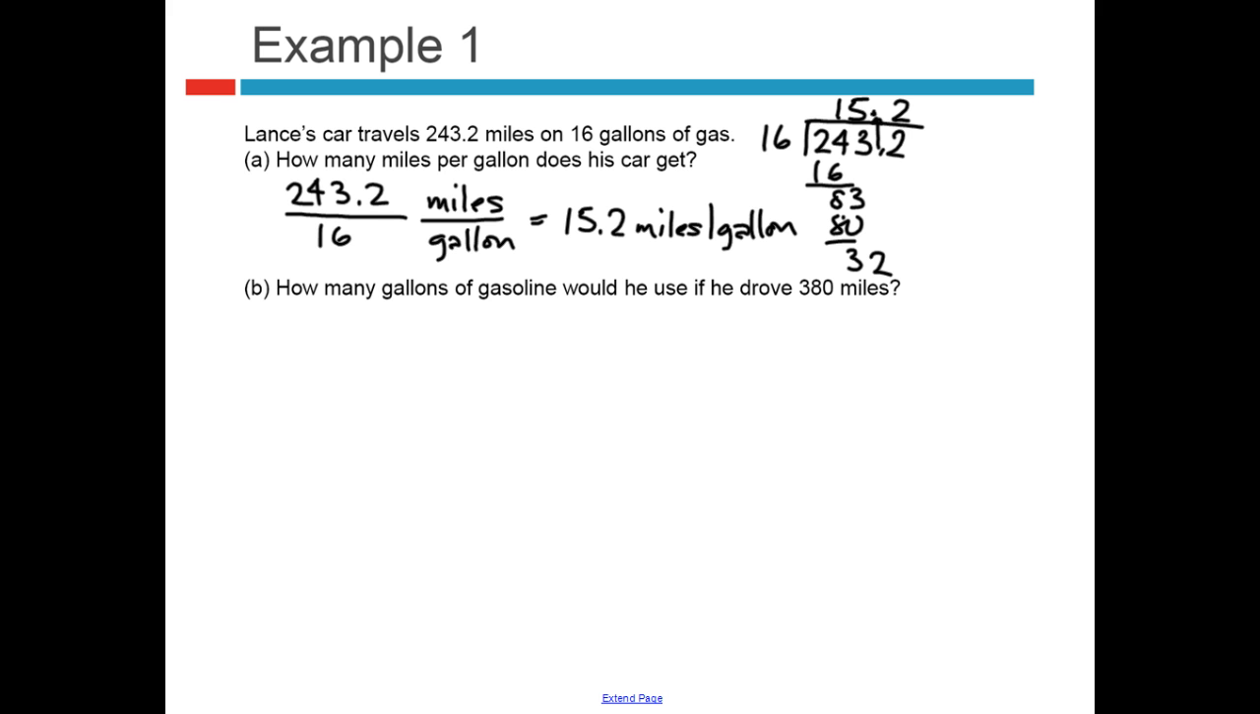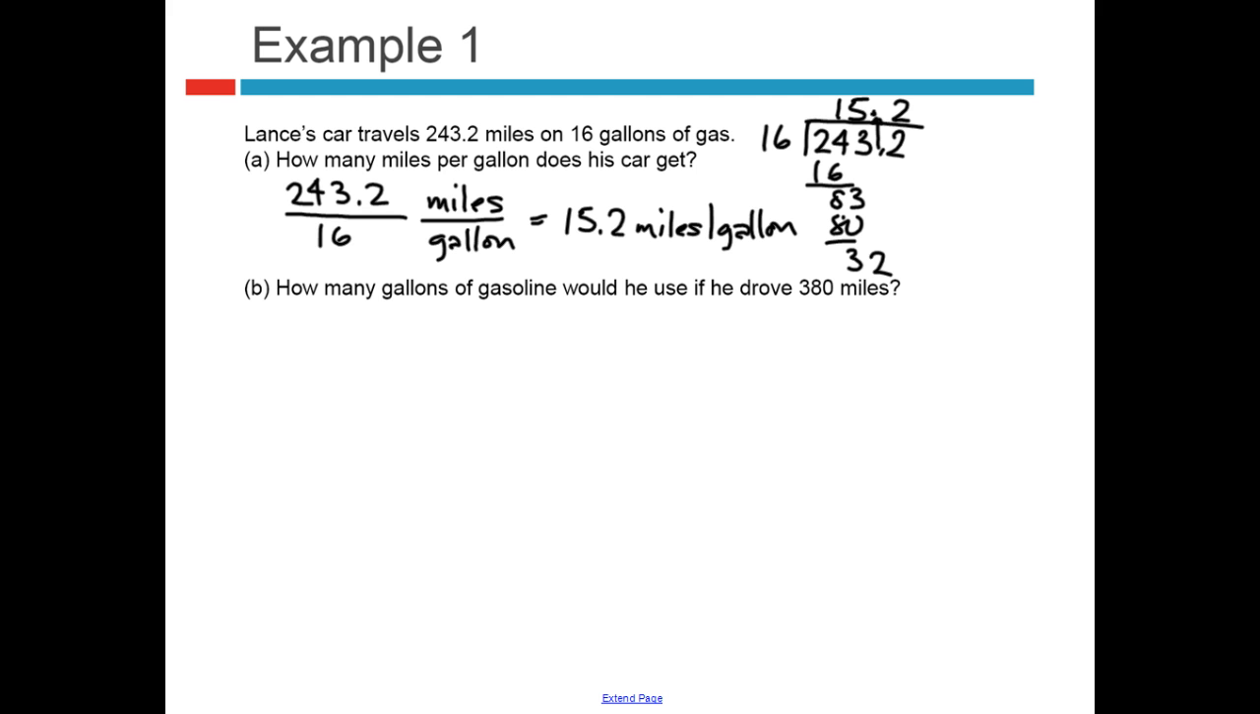So once again, I divided the number of miles by the number of gallons needed, and that gives me a unit rate of 15.2 miles per gallon. In part B, we're asked how many gallons of gasoline would he use if he drove 380 miles. Well, what I can do is I can divide 380 by the 15.2 and get the number of gallons.